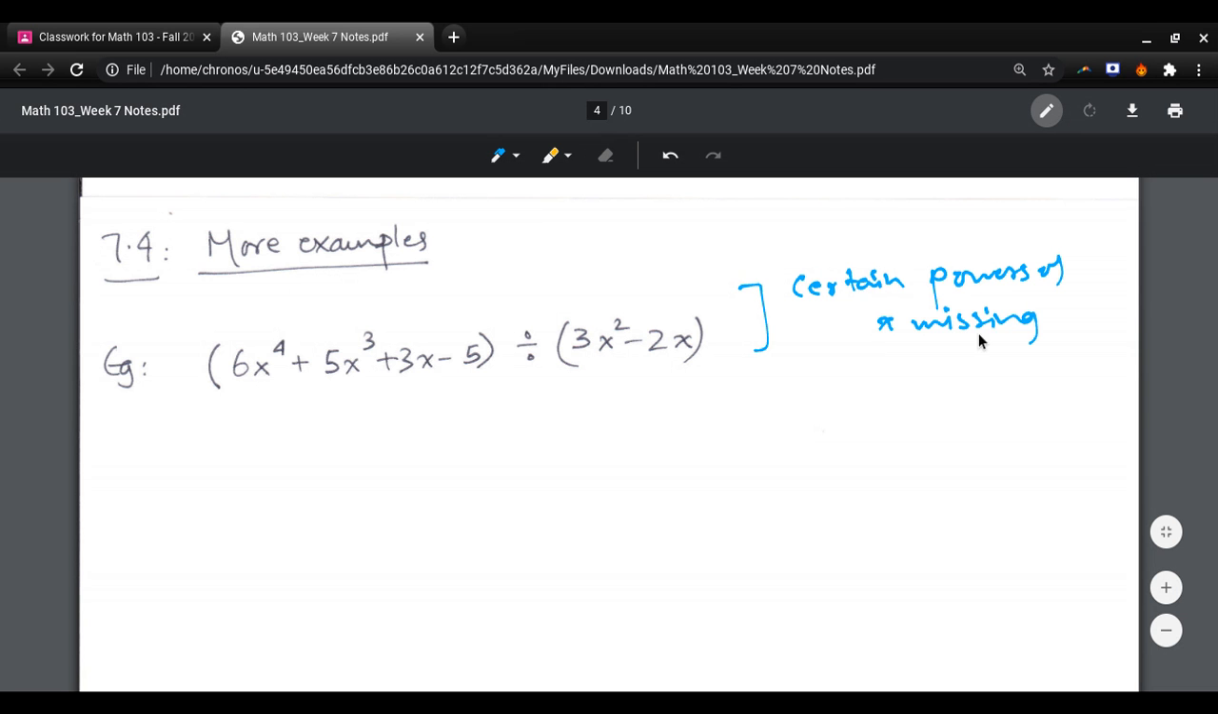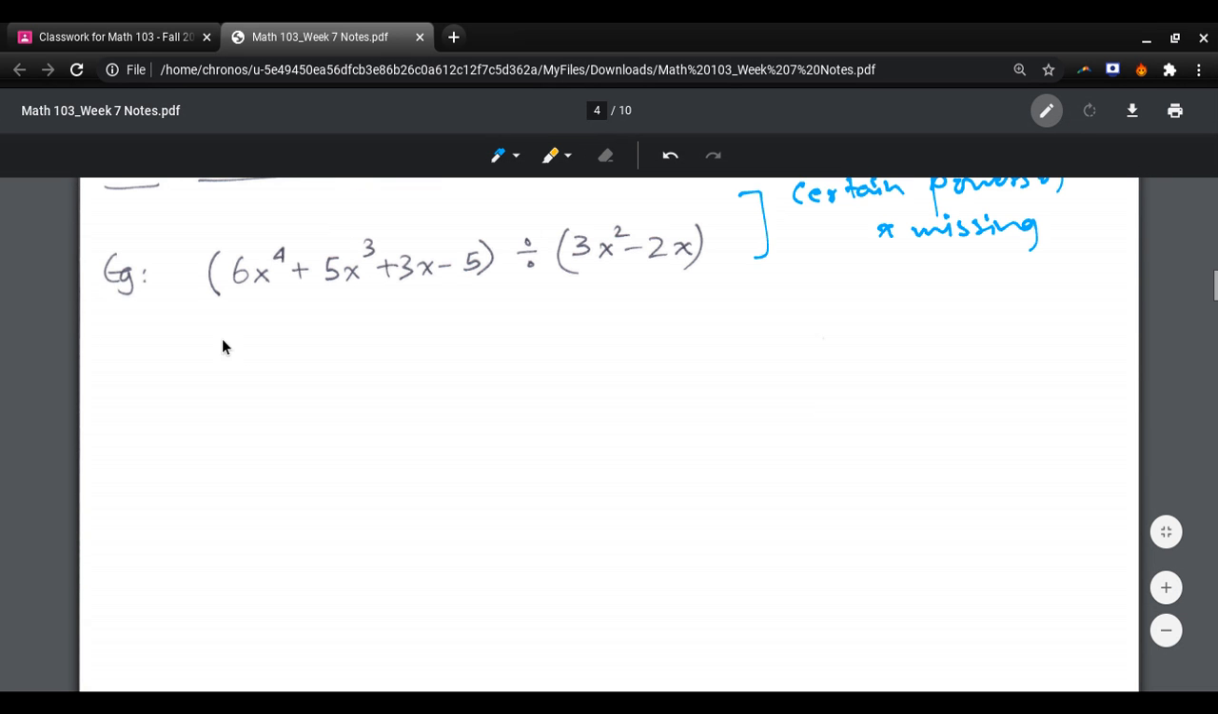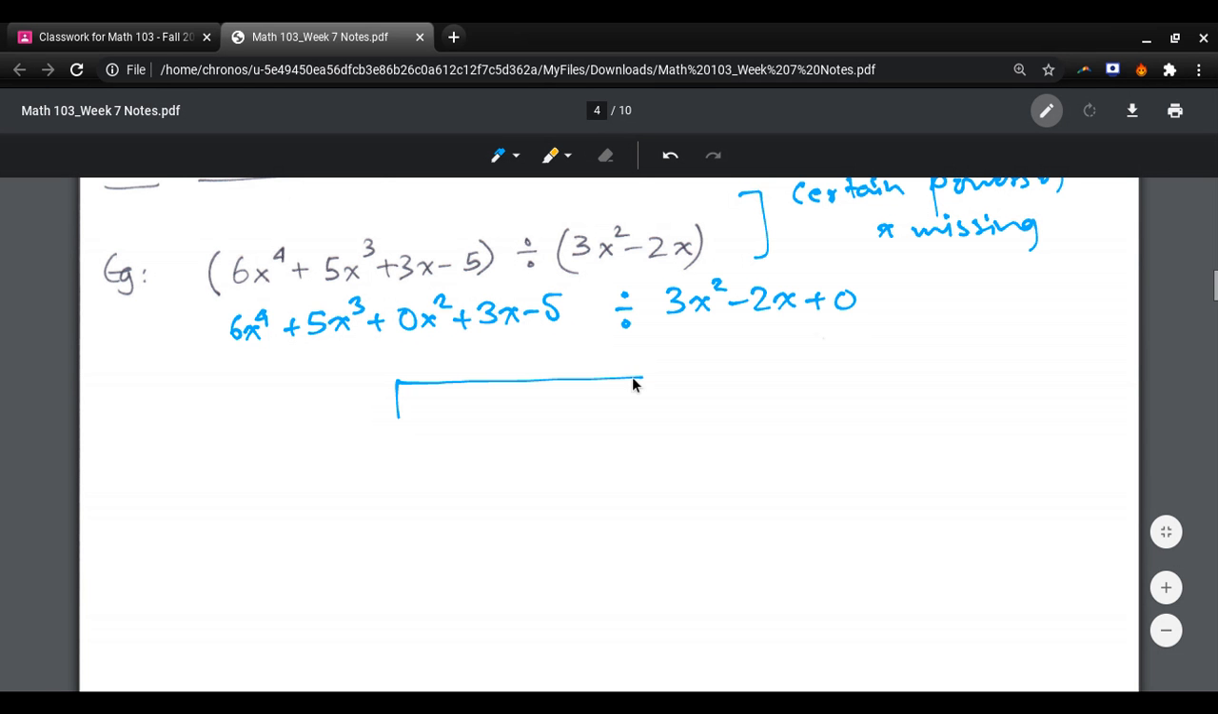Now, in order for our process to work properly, we have to rewrite these equations as 6x to the 4 plus 5x cubed plus 0x squared plus 3x minus 5. Think of it as a place value system where you have to put the 0 for things to work out fine, divided by 3x squared minus 2x. Consider this plus 0. Okay, now we go to our method that we have done so far.